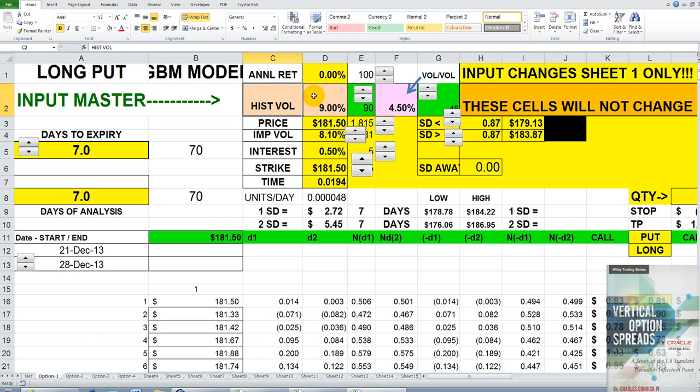But going back to the main theme here, historical volatility. That's what we're predicting is going to happen over the future of the trade. And we don't know what it is. We have to shoot in a best guess.